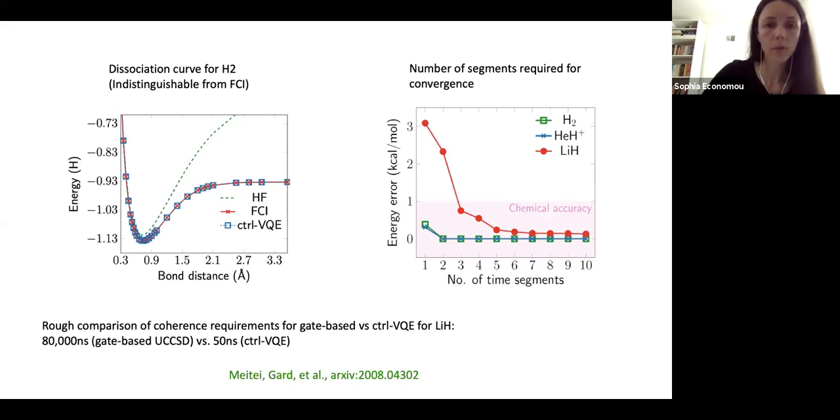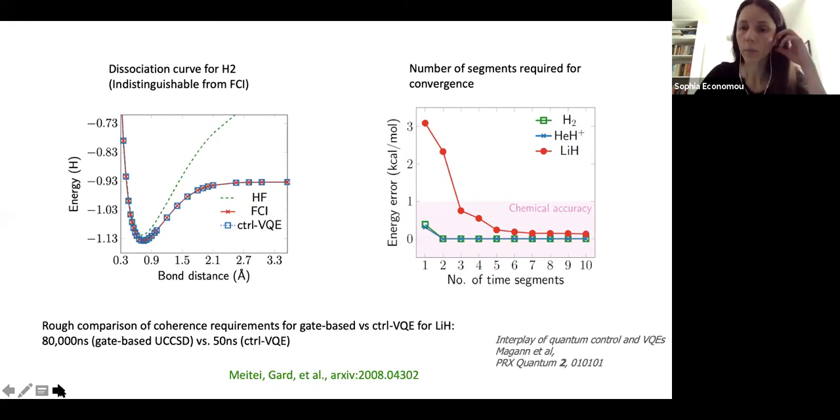So we have some example, again, classical simulations. This is a dissociation curve for hydrogen 2. And basically, this demonstrates that we can find the exact solution with this approach. And in this example, we show for a few different molecules that as I increase the number of pulse segments, I go monotonically toward the ground state. So I'm reducing and reducing further the energy error. And then if you do a rough comparison between doing this and doing gates to create the same unitary that the pulse creates, I would need many orders of magnitude more coherence time.